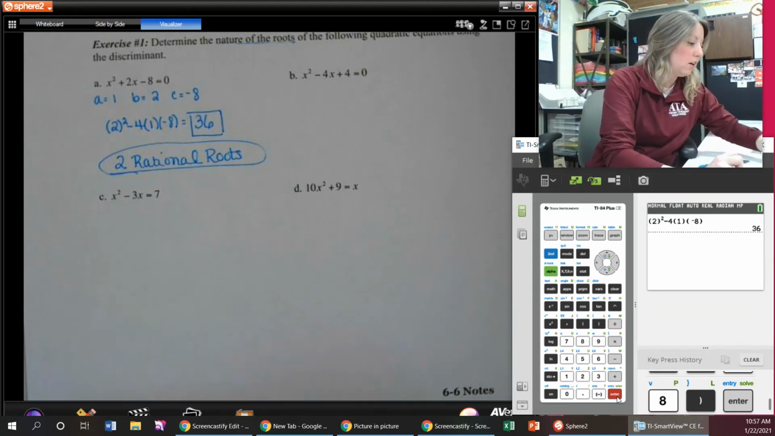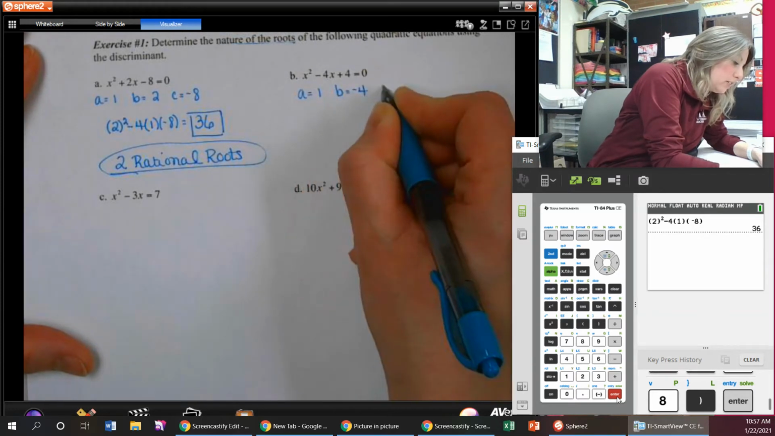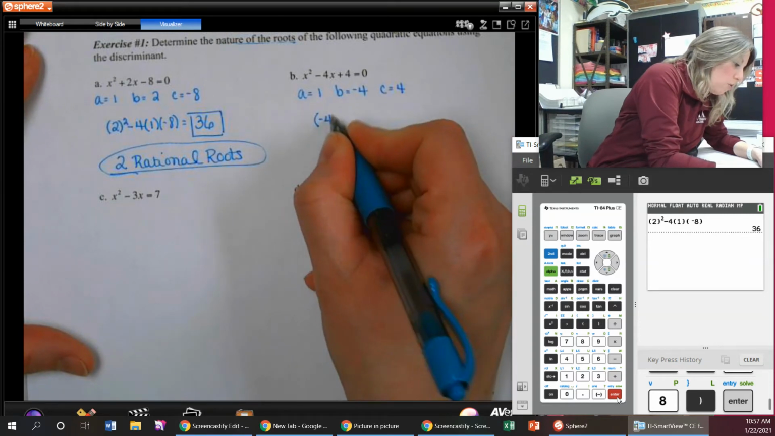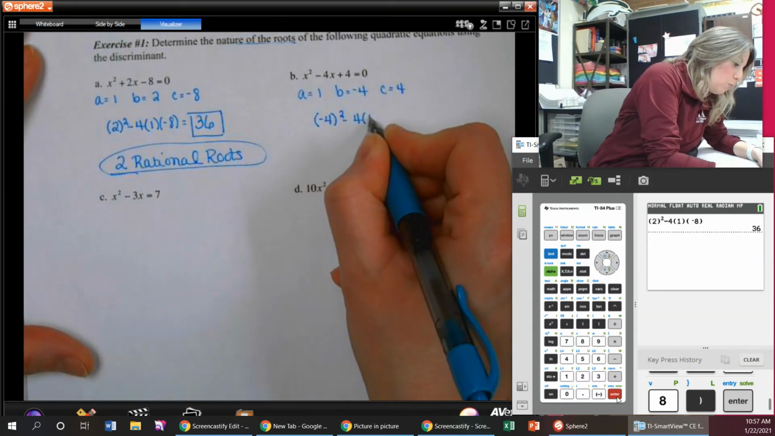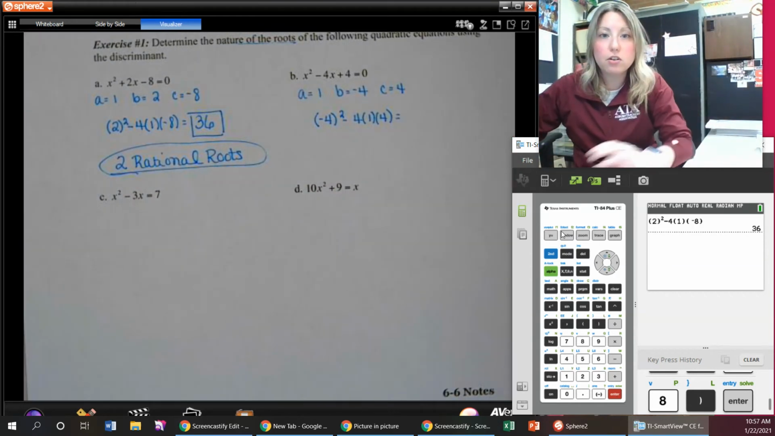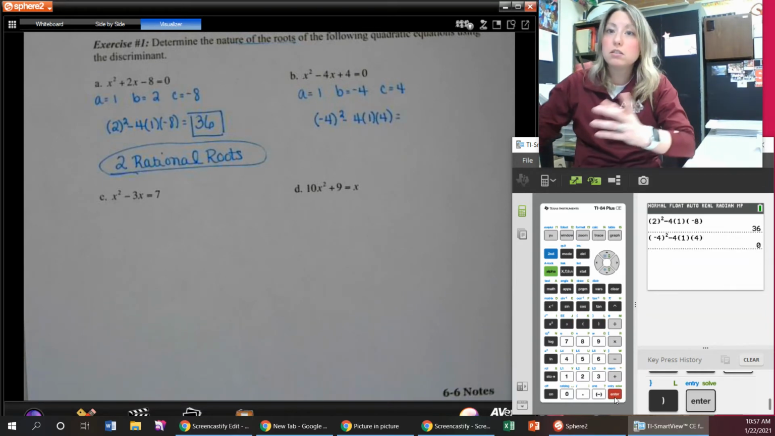Next, standard form. So A is 1, B is -4, and C is +4. Plug those into b squared minus 4ac. So -4 squared minus 4 times 1 times 4. And again, just plug in to your graphing calculator for this. Why not? That's what it's there for. So -4 squared minus 4 times 1 times +4, and we get 0.